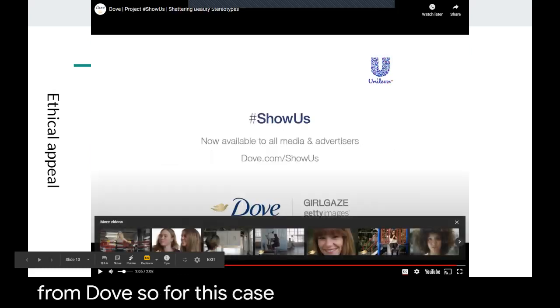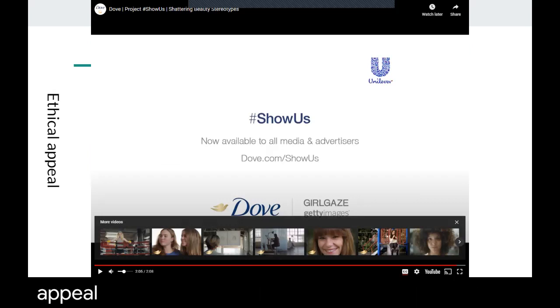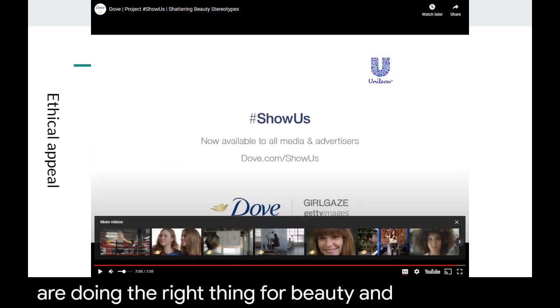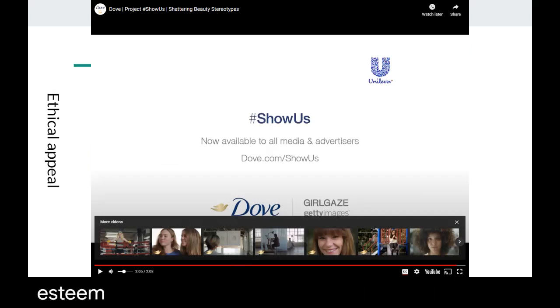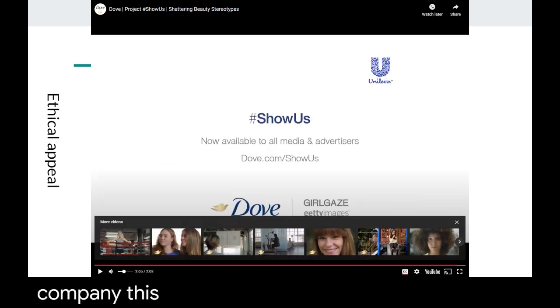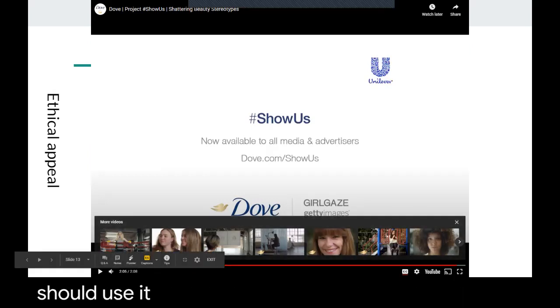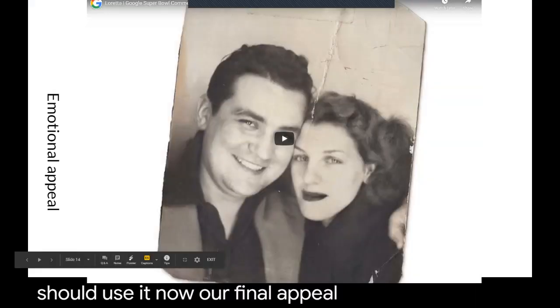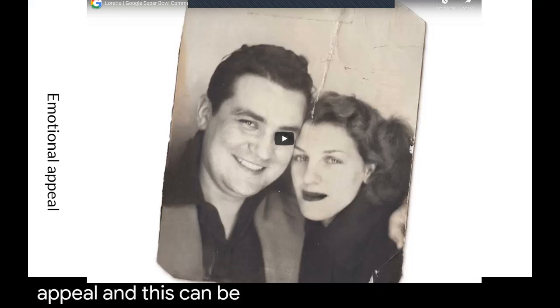So, for this campaign, this uses an ethical appeal to suggest that using Dove means that you're doing the right thing for beauty and for girls' esteem in this sense, because they are wanting to be more inclusive and shattering beauty stereotypes. And so it drives you to think that this product, this company, this campaign is ethical and therefore you should use it. Now, our final appeal is an emotional appeal, and this can be a humor appeal.